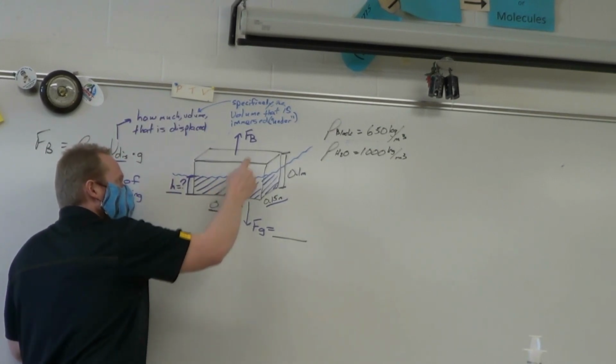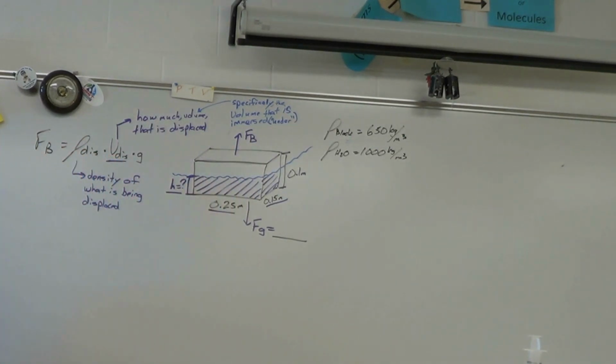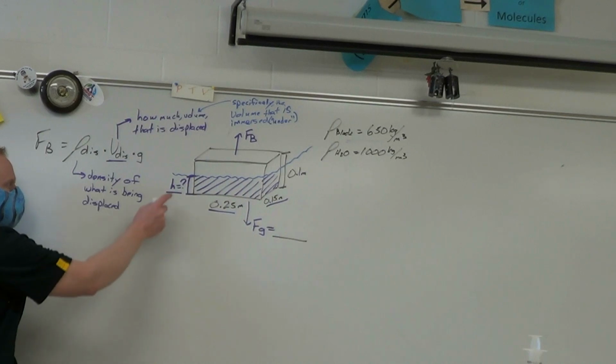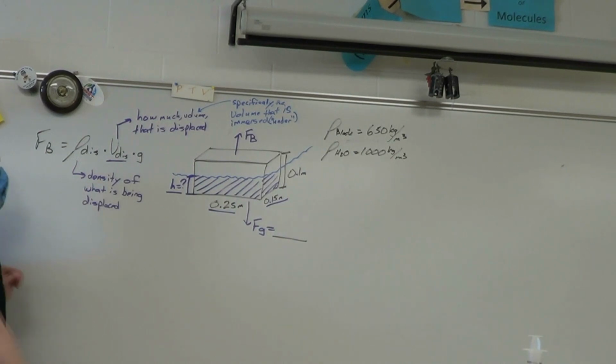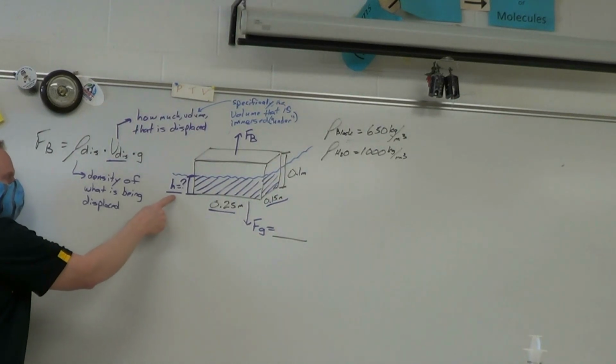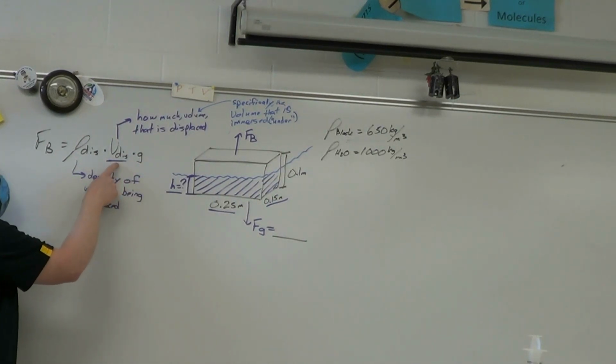When we talk about forces, we have my buoyant force that's pointing upwards. It's an upward force. And we have our gravitational force pulling downward. So we will have to use Newton's second law. When we try to solve for this h, that's what we're trying to figure out, how much of this is underwater, how deep underwater it is. It's not all 0.1. We're trying to figure out how far. So this h is solved for in this part of my buoyant force equation.